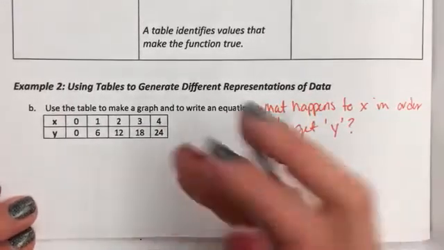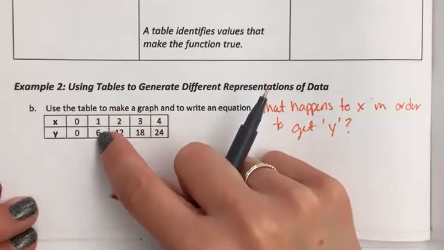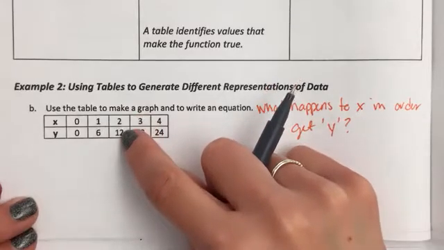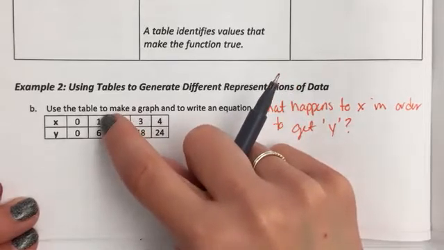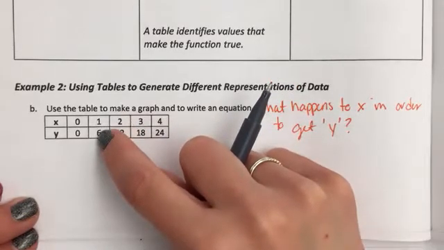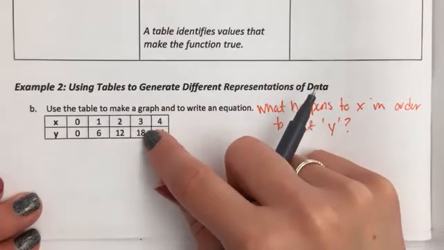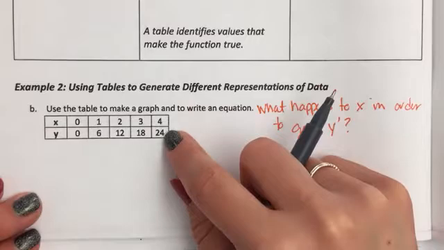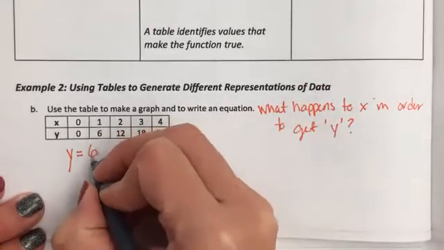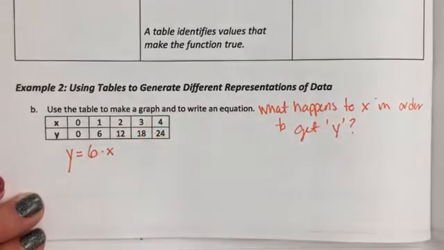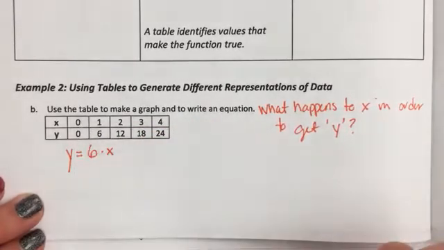Couple things that I look at is I focus on one of them. So for example, if I took 1 and I added 5, I would get to 6. But if I take 2 and I add 5, I do not get to 12. So I know it can't be adding 5. The other way to get from 1 to 6 is to multiply by 6. So 1 times 6 is 6, 2 times 6 is 12, 3 times 6 is 18, 4 times 6 is 24. So I know that y equals 6 times x. And that works with every single x. Even 0 times 6 gives you 0.